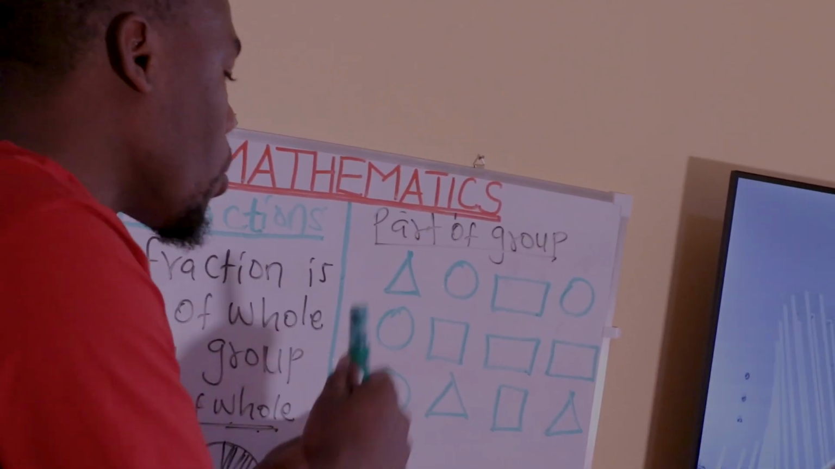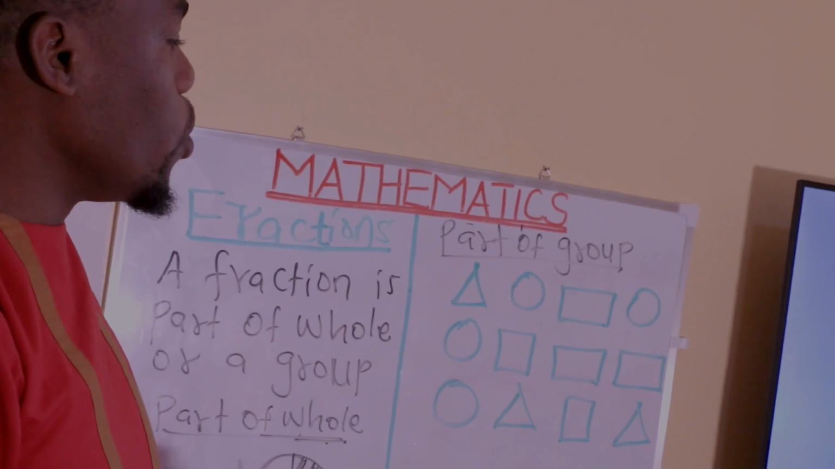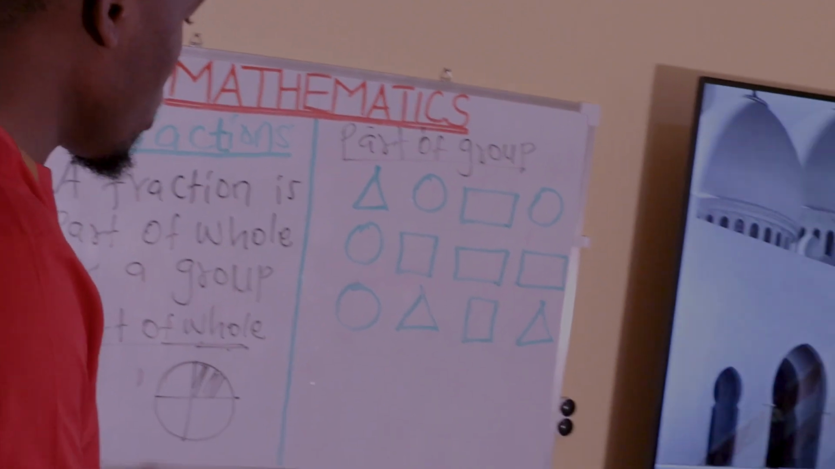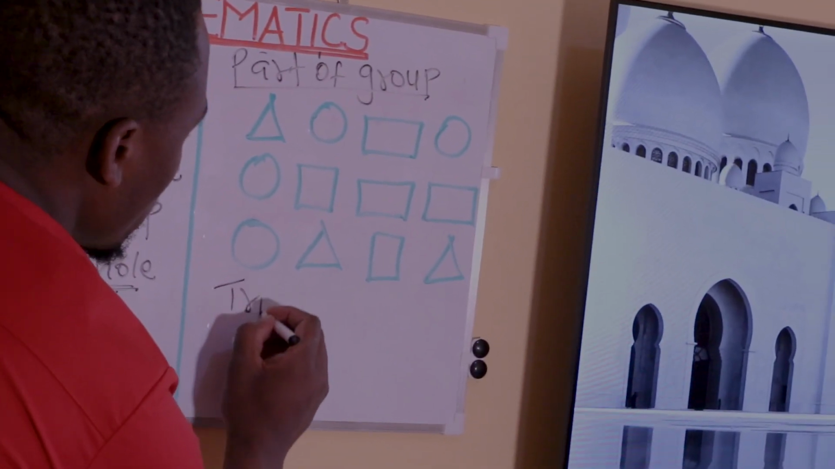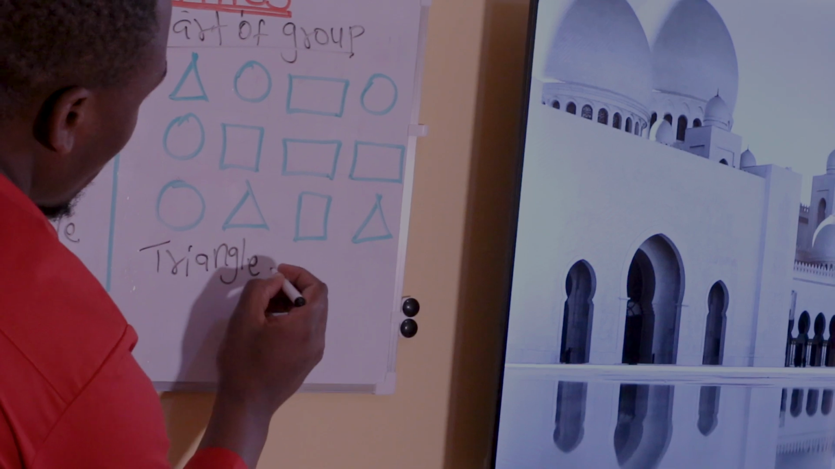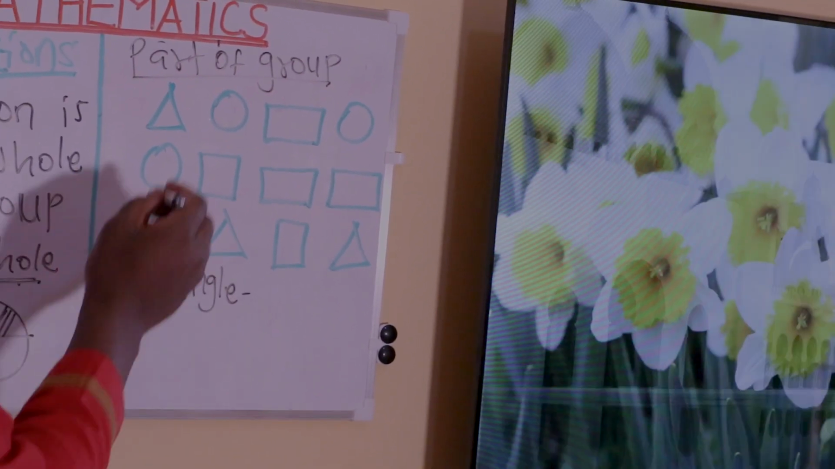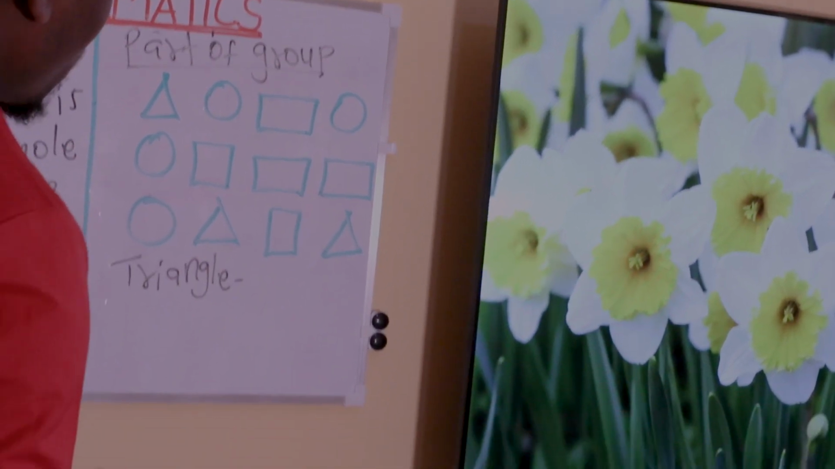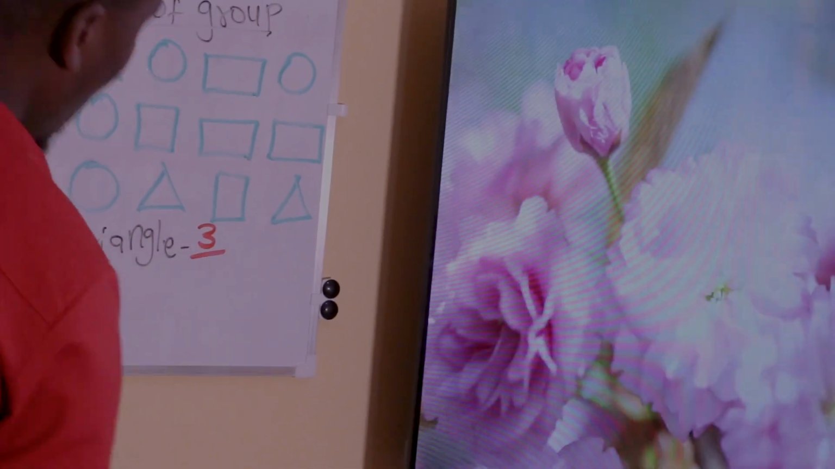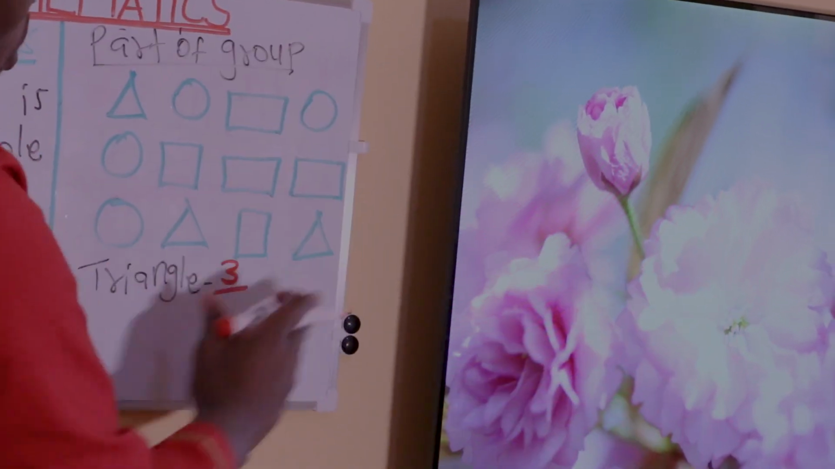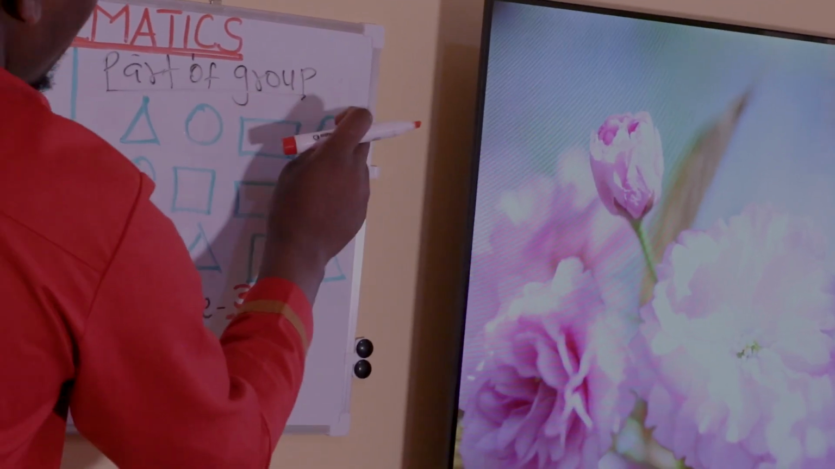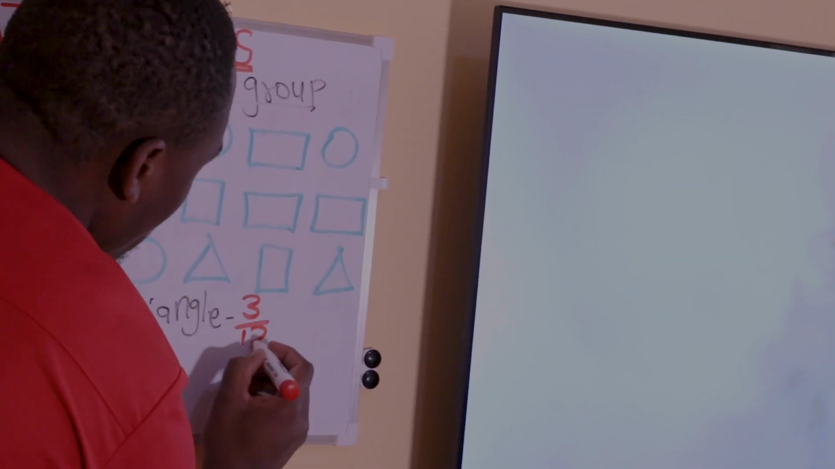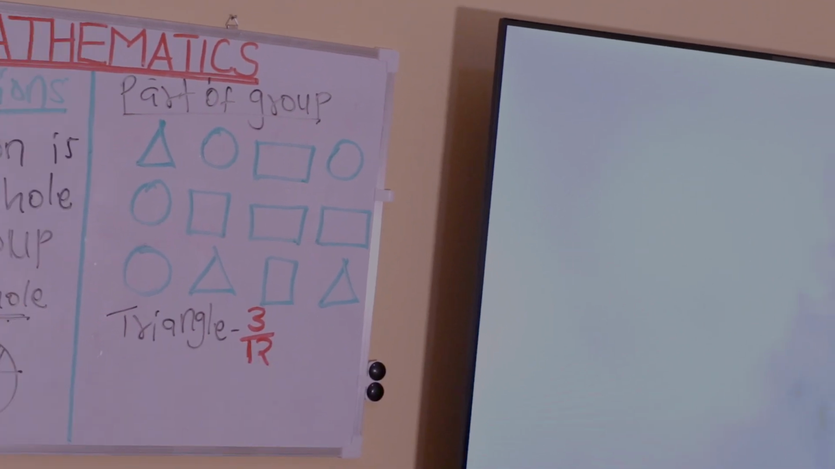But now that there are groups of shapes, we can decide to find out what is the fraction of triangles. Triangles ziko ngapi? Fraction of triangles. So how many triangles do you have? 1, 2, 3. There are 3 triangles. Out of what is the total number of all the shapes? 1, 2, 3, 4, 5, 6, 7, 8, 9, 10, 11, 12. So the fraction of the triangles is 3 out of 12.